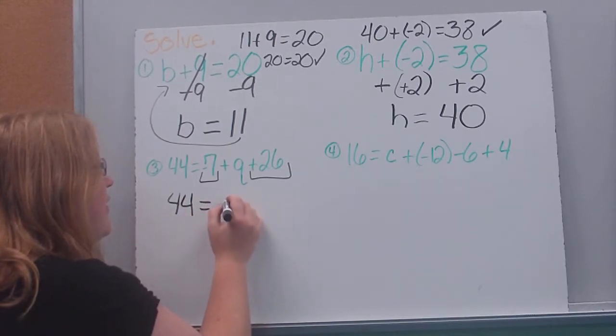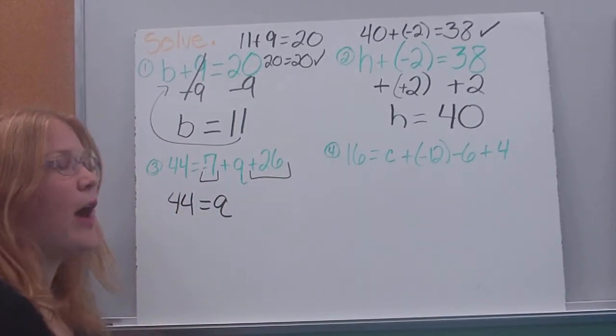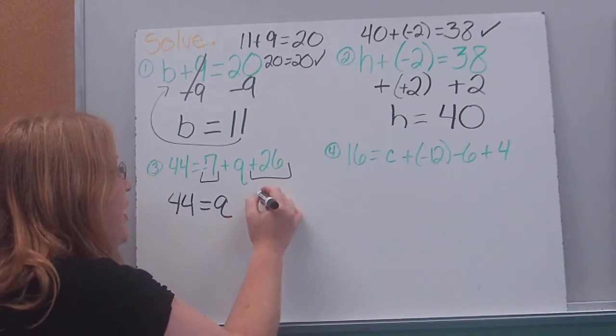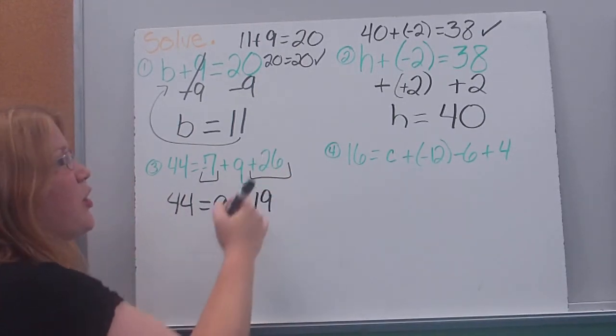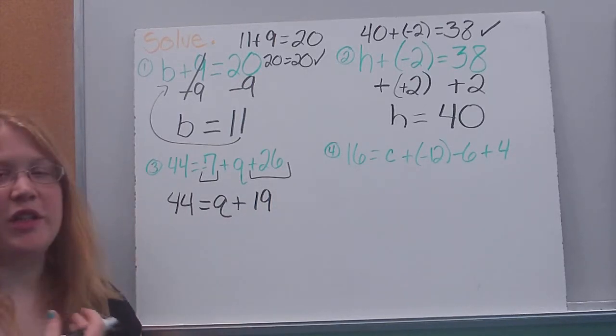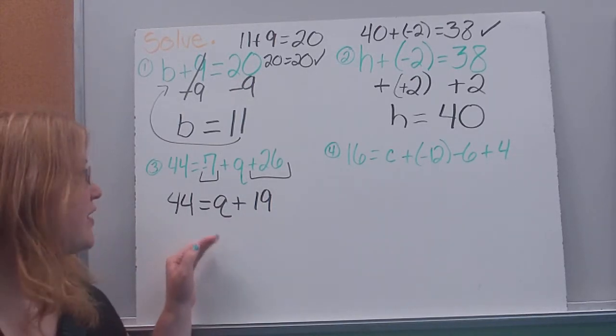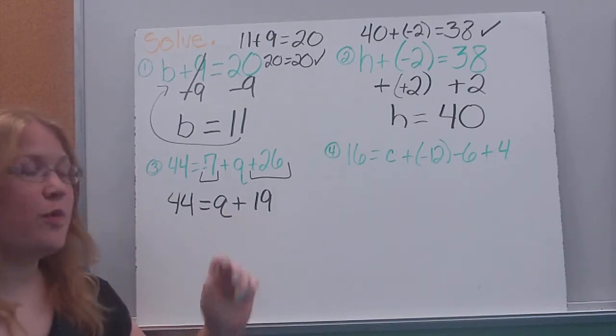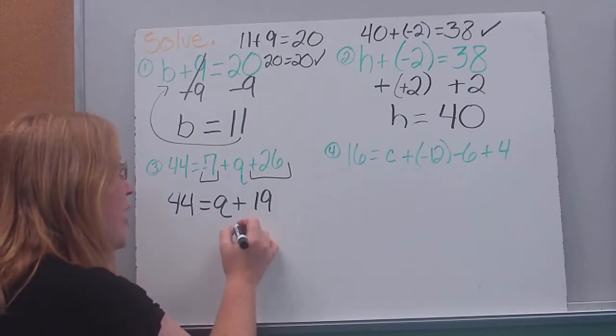So what is that going to give me? Well, remember, my signs are opposite, so that means I'm subtracting. 26 minus 7 gives me 19. 26 is the larger absolute value, and it was positive, so I wind up with 44 is equal to q plus 19. Now I have a simple equation that we can solve. How am I going to undo my addition? I'm going to do it by subtracting.